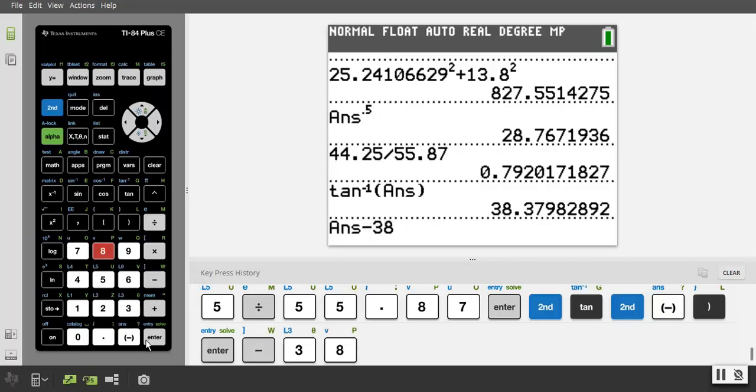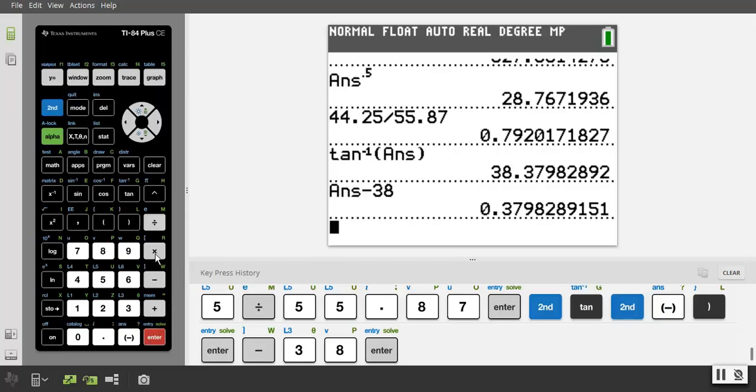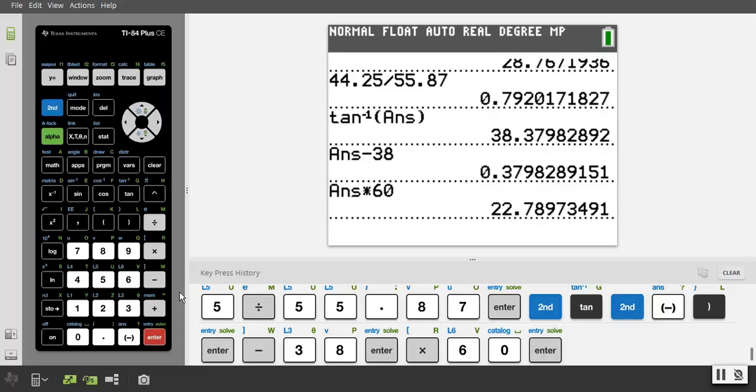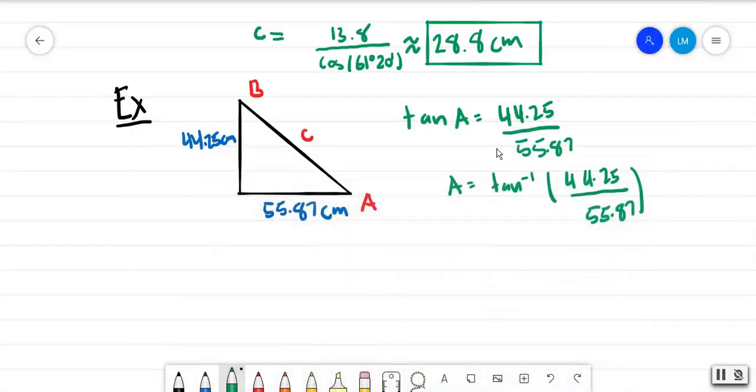But let's go ahead and convert the decimal part of the degrees into minutes. So times 60, and we'll get 23 minutes. So A is approximately 38 degrees and 23 minutes.